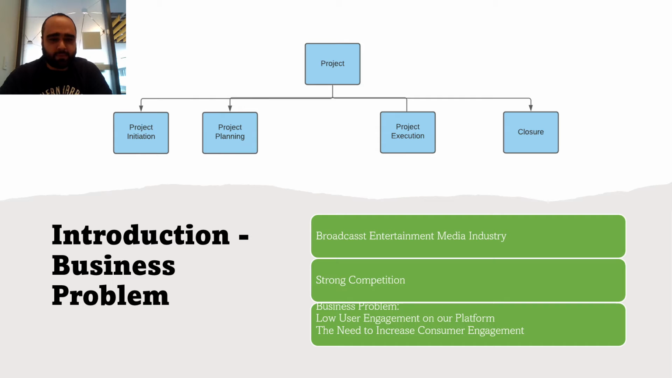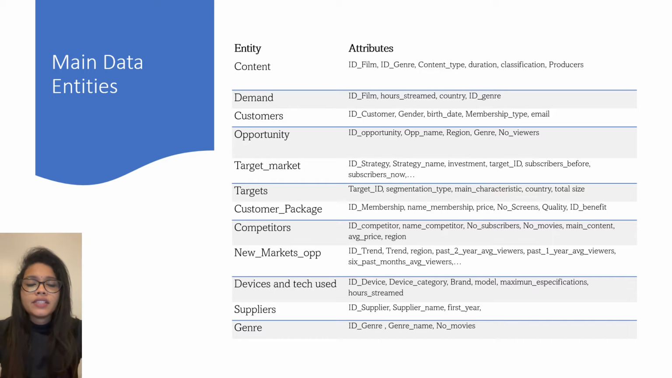And what we want to do is increase this engagement to match our competition, so we can better compete with them. With the business requirements, we have selected some entities that are going to be useful for our project solution. First one is content, which has many attributes such as film ID, genre ID, content type, the duration, classification, and the producers. Moving on, you can see all the distributions of our entities.